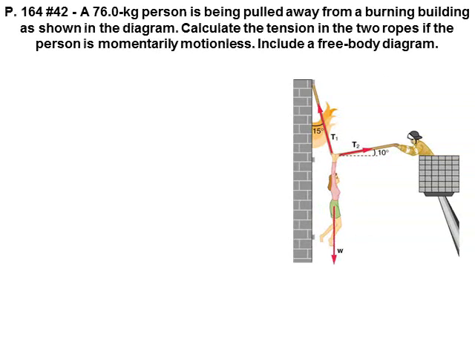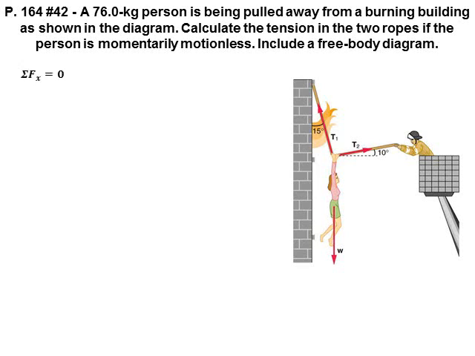In this example, we have a 76 kilogram person being pulled away from a burning building. So she's kind of hanging there, and the fireman's pulling her away. The question is, what is the tension in the two ropes? So we have this one rope here that's pulling up at an angle, and this one rope here, this force or tension 2, that's pulling at an angle also. And at this moment, she's motionless, which means she has no velocity, she has no acceleration.